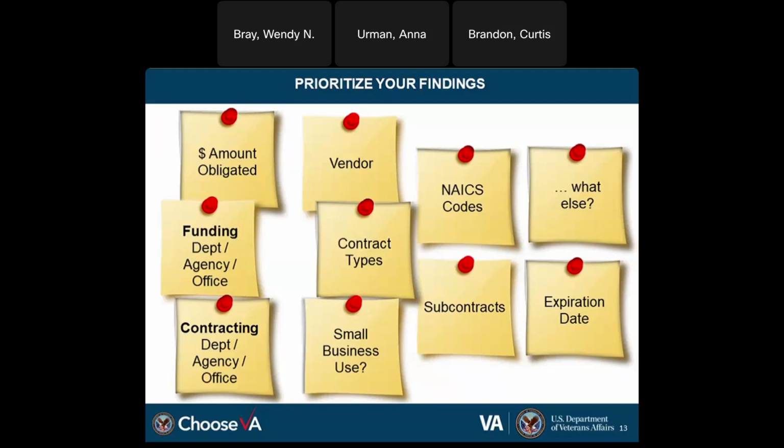So when you're prioritizing your findings, look at the funding agency, small business use, expiration dates. I know someone had a question about that. Look at all of that information, pull it, then start plotting it out, analyzing it, putting it together so that you can see the bigger picture.